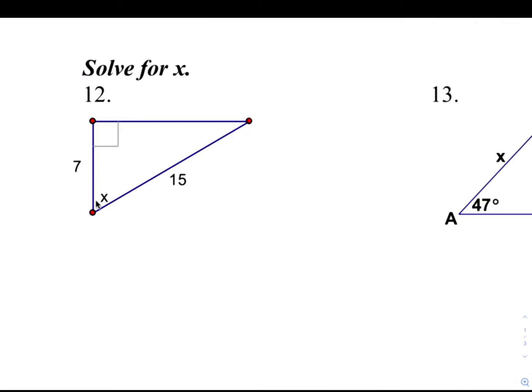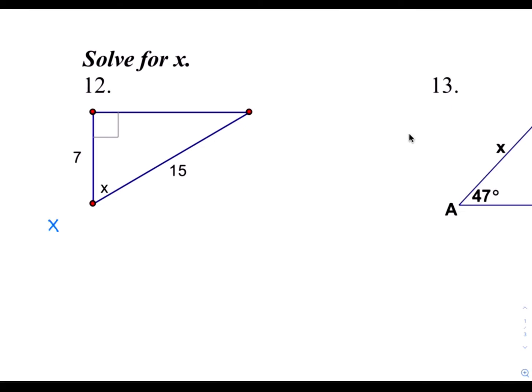All right, for 12, 13, and 14, we're solving for x. For number 12, x is a missing angle, and 7 is the adjacent side, 15 is the hypotenuse, and so we're going to use inverse cosine. Okay, so now we're able to write that x is equal to the inverse cosine of the adjacent over the hypotenuse. That's 7 over 15. And then we put this in the calculator. All right, the calculator gives us that x is equal to inverse cosine of 7 over 15 is 62.182 degrees.